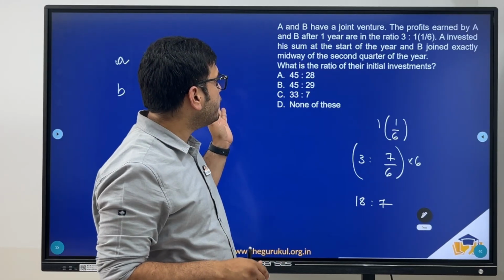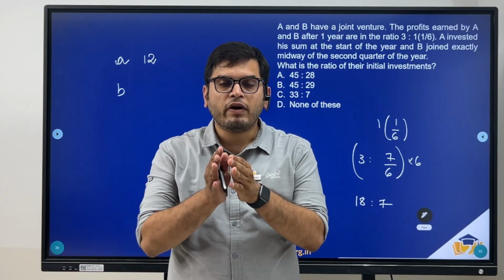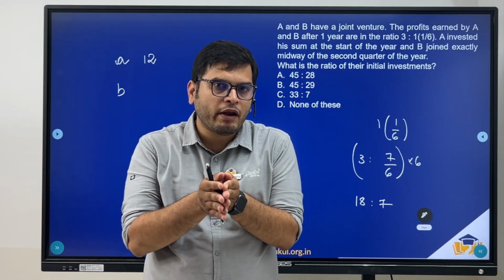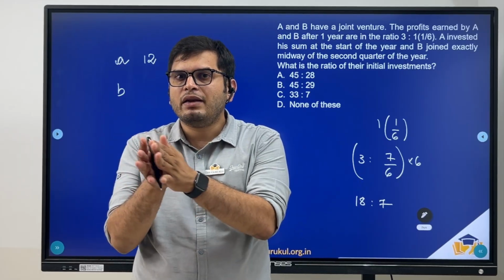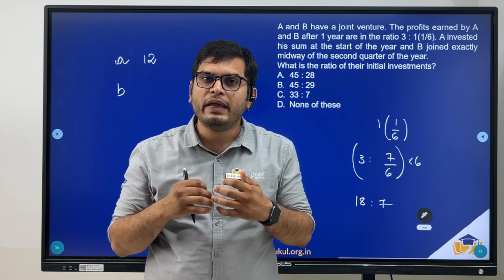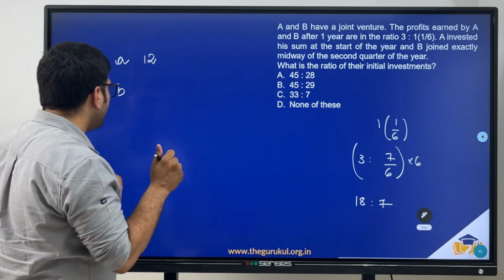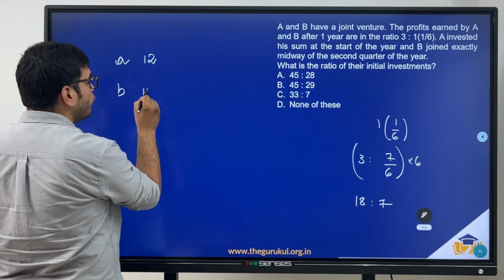So he invested in the midway of the second quarter. So 1.5 months. So he was not there for 1.5 months also. So from 9 minus 1.5, 7.5. So B was in that venture for 7.5 months, which is nothing but 15/2 months.